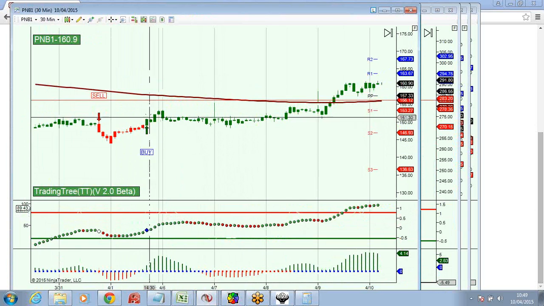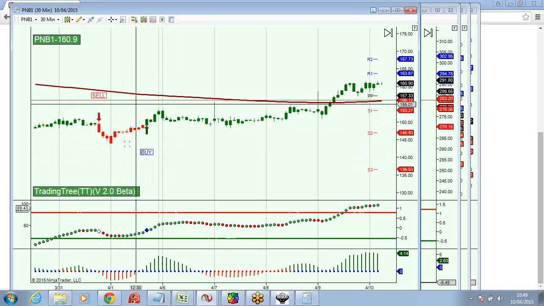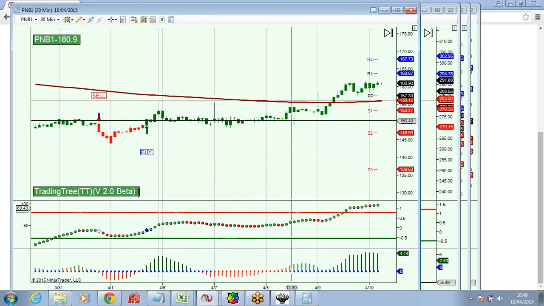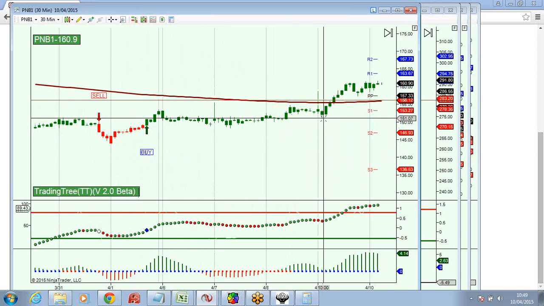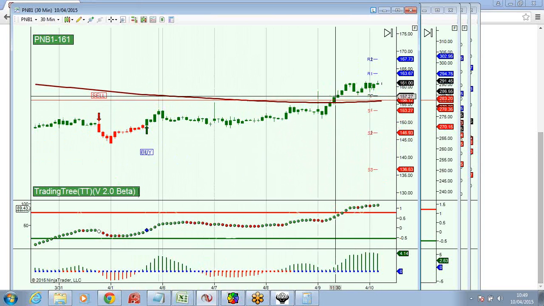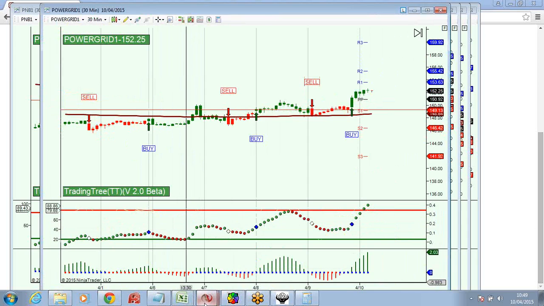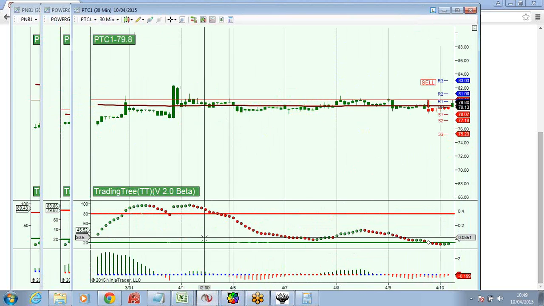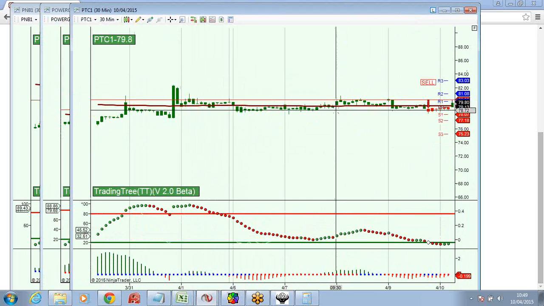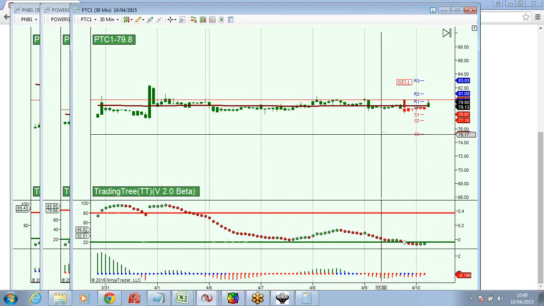Almost most of the calls which we had on 1st of April still continue. Maybe some went flat and then went up also, but there are some very good trades also. You can see PTC is absolutely flat. So whenever you get calls like this, it's better to avoid these calls.